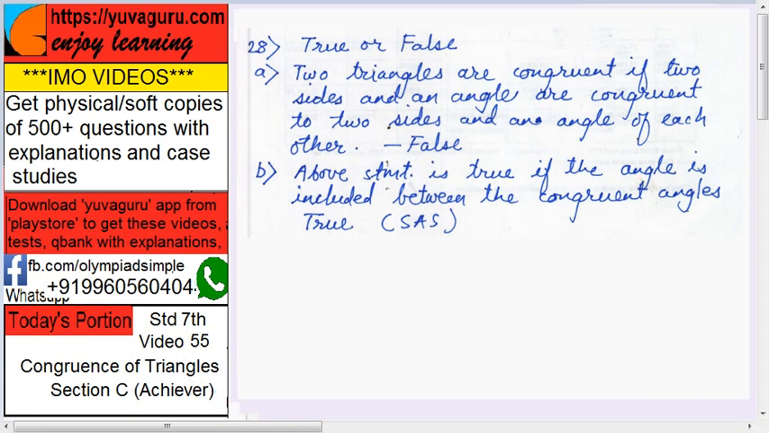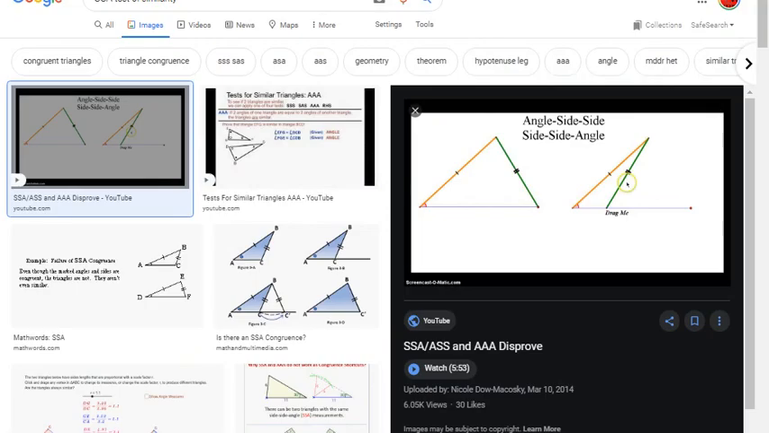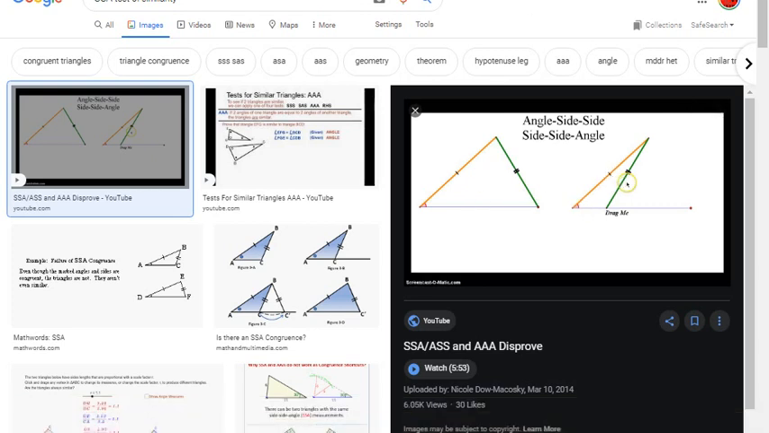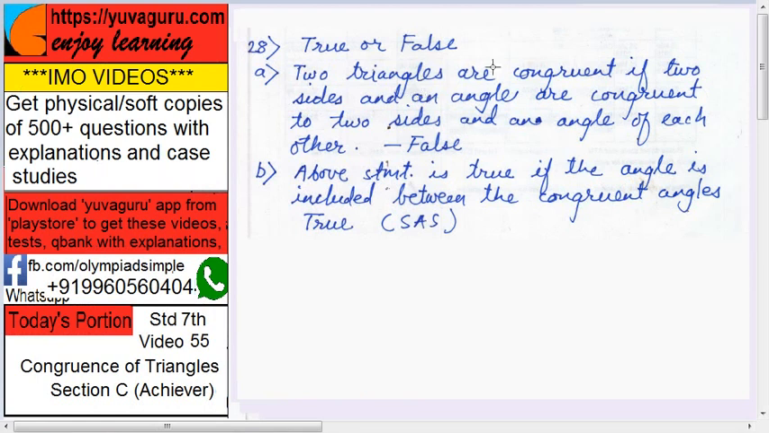Let's start. State true or false. Two triangles are congruent if two sides and an angle are congruent to two sides and an angle of the other triangle. It means, say this side is congruent to this side, this side is congruent to this side, and this angle is congruent. But are these two triangles congruent? No. This statement is false. It is not two sides and any one angle.